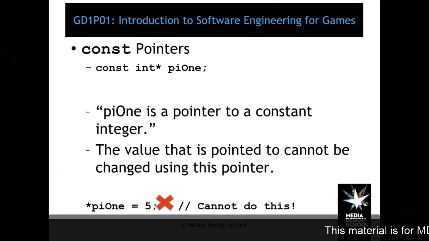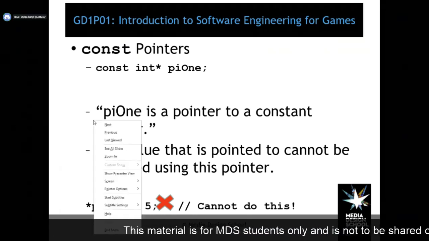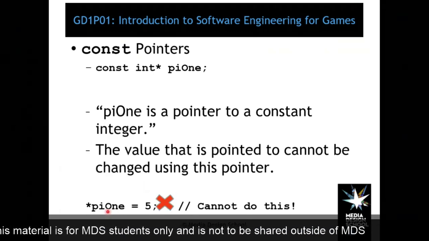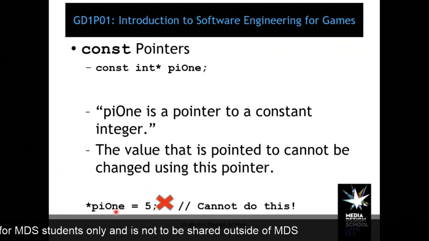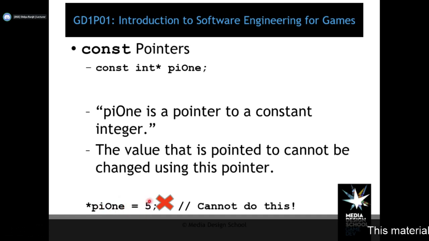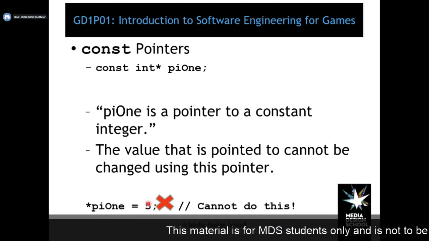So pi1 is holding the address of some constant variable, and I'm trying to do *pi1. I'm trying to access the value in the address that is held by pi1. So if I do *pi1 = 5, I'm trying to change the value of the constant variable. But since I said it's a constant variable, obviously I cannot change the value of that. And this will throw me an error.